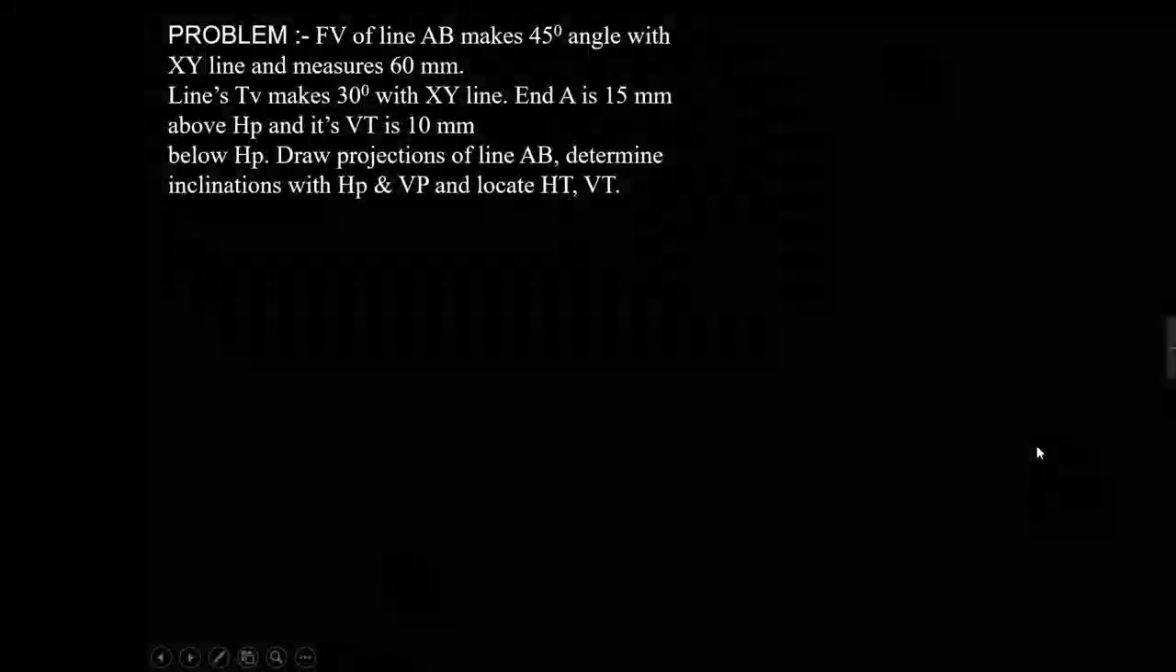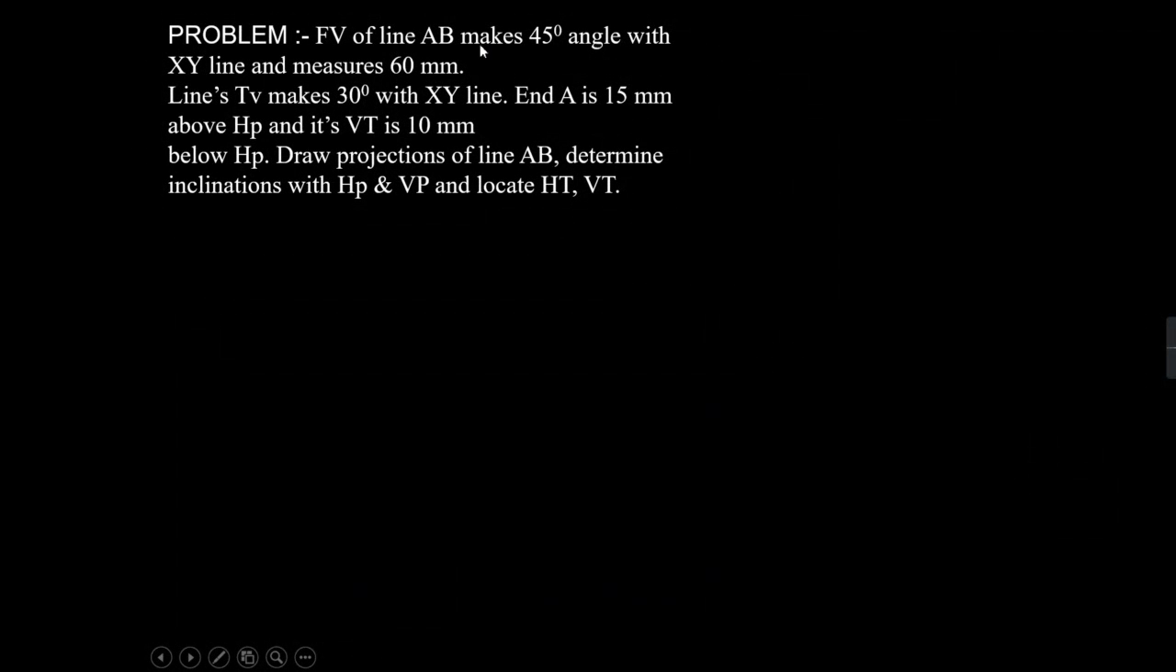Now moving to another example: the front view of a line AB makes a 45-degree angle with the XY line and measures 60 mm. So here the front view of a line AB is given. The top view makes 30 degrees with the XY line. By that you can find out the front view and top view of a line AB.